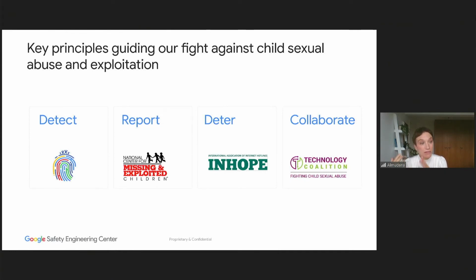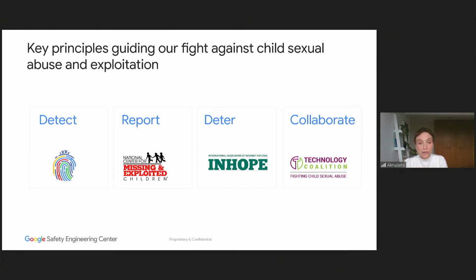The second principle is report. We are under obligation under US law to report to the National Center for Missing and Exploited Children. And over the past 12 months, for example, just to give you a few figures, we have made around 1 million reports to the National Center for Missing and Exploited Children, containing around 6.7 million pieces of content.